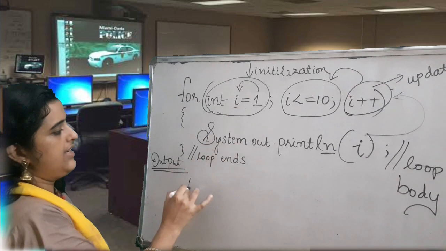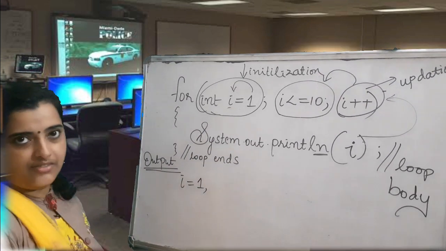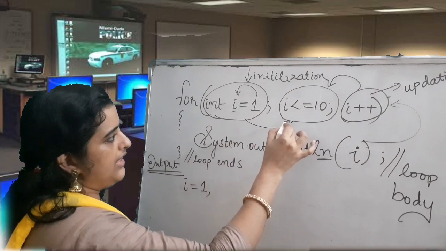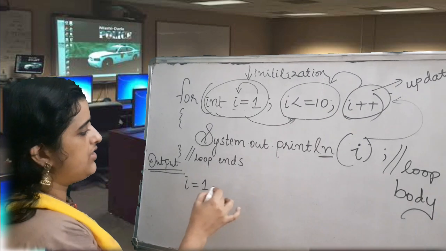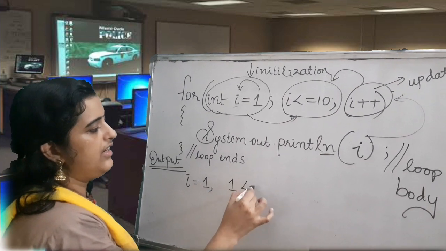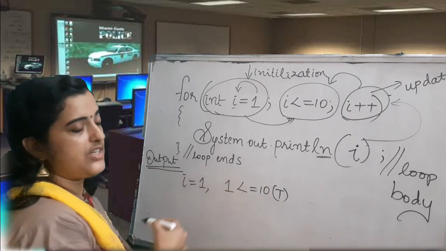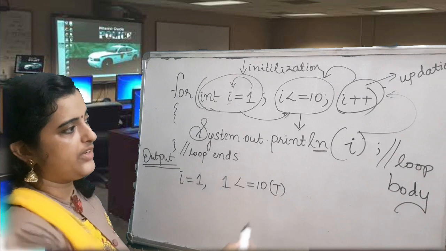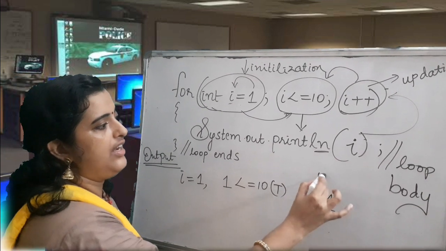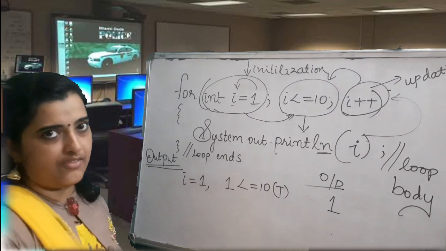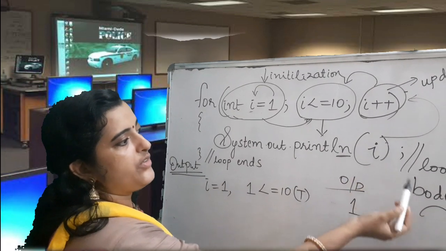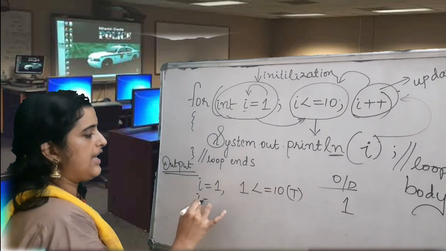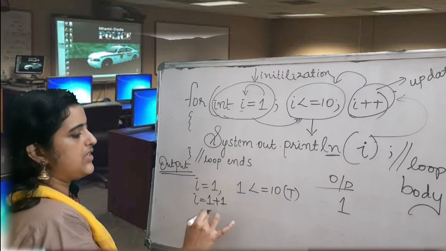Here the value of I is 1. So initialization takes place first. Then we move to checking the condition, the test expression. So we check whether 1 is less than or equal to 10. Our condition is true. When our condition is true, our loop body will get executed, that is the value of I, which is 1, will be printed. Now soon after execution of the loop body, we update the loop variable, which means I++, that is I will be 1 plus 1, which is 2.